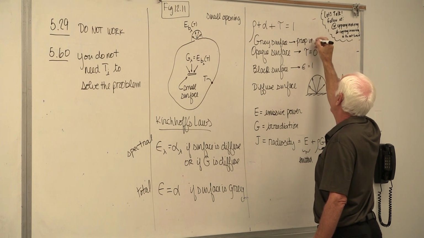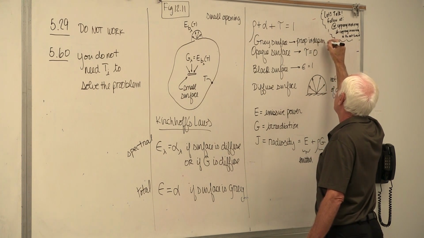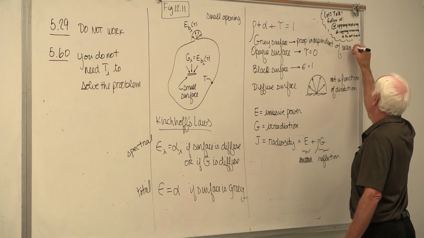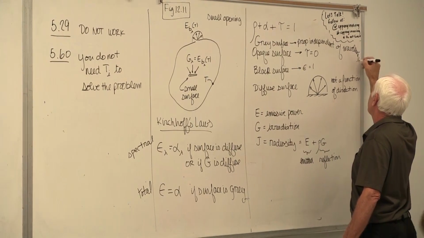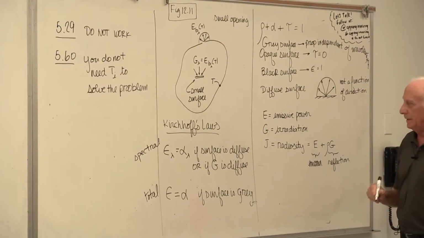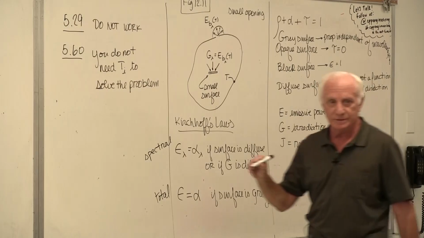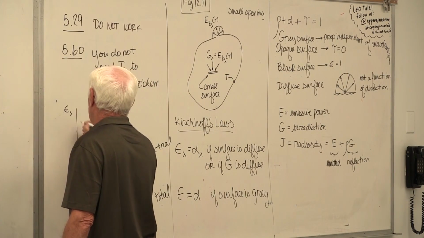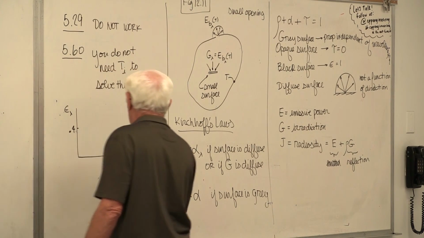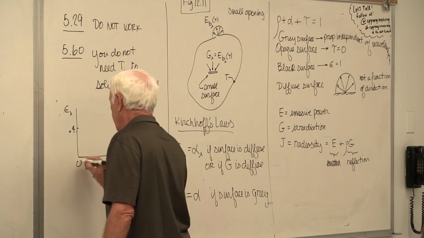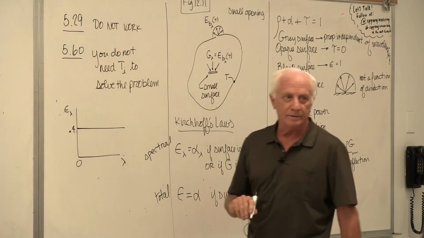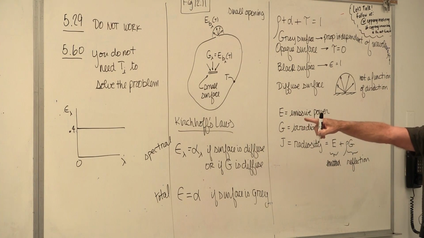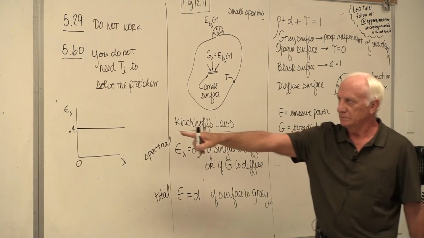Properties independent of wavelength. For instance, here's epsilon lambda versus lambda. Oh, it doesn't depend on wavelength. That is a gray surface. Yeah, that's a gray surface.